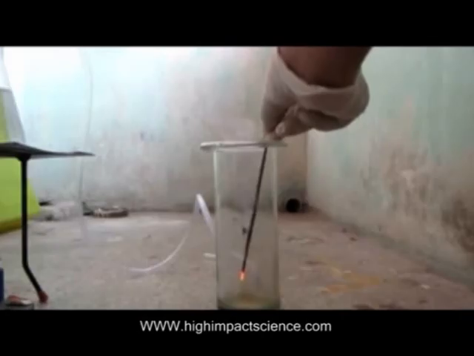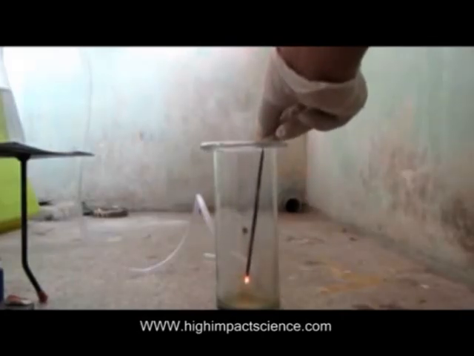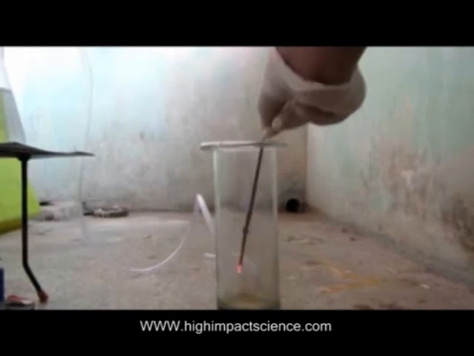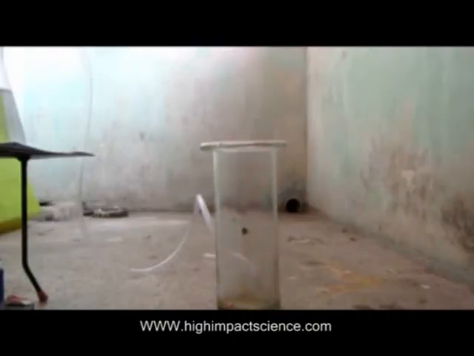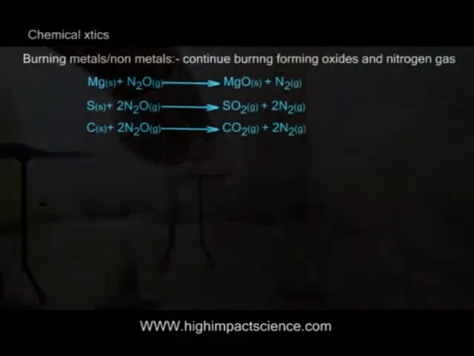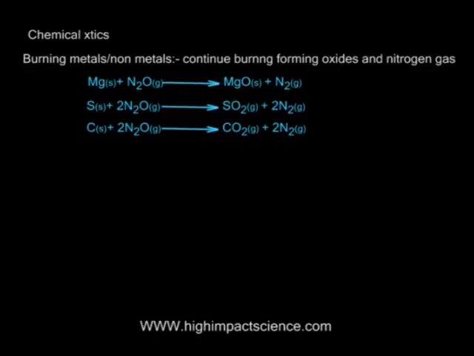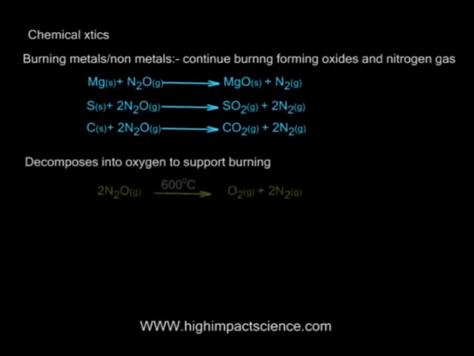A feebly glowing wooden splint does not relight when placed in a jar of nitrogen 1 oxide. However, a vigorously glowing one relights. This shows that nitrogen 1 oxide itself does not support combustion. However, at a high temperature of about 600 degrees Celsius, it decomposes to oxygen and nitrogen, and it is the oxygen so formed that supports the combustion of various substances.